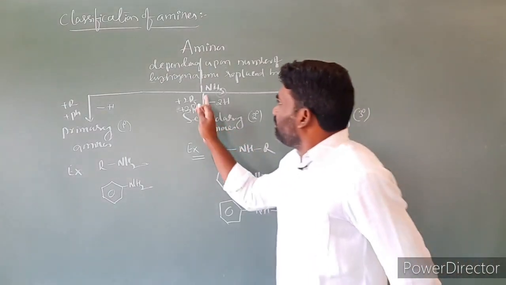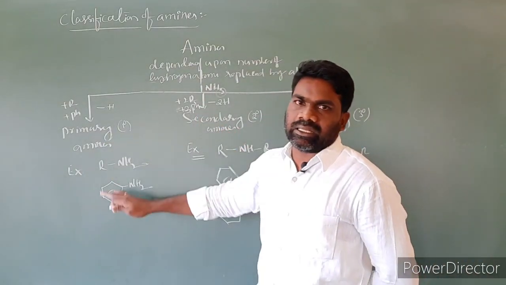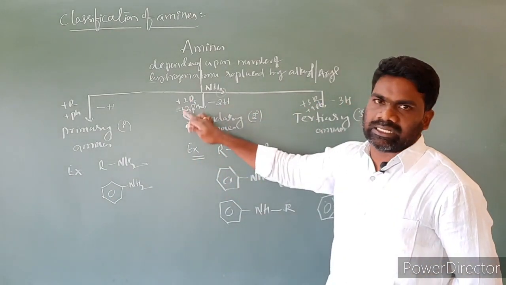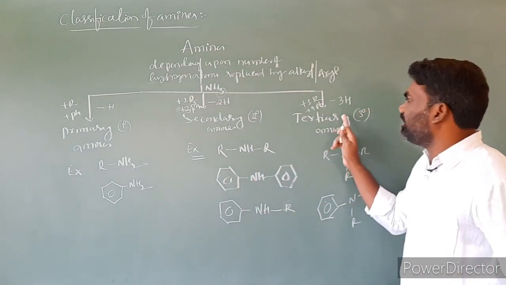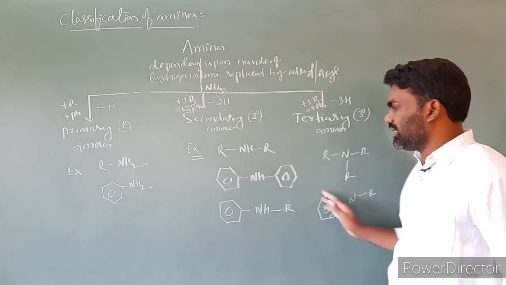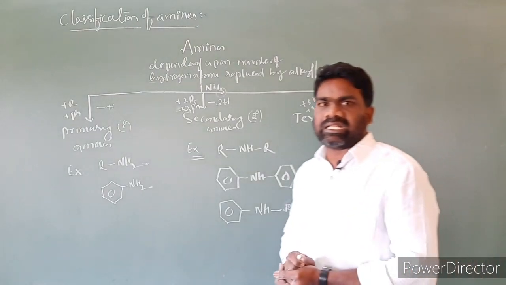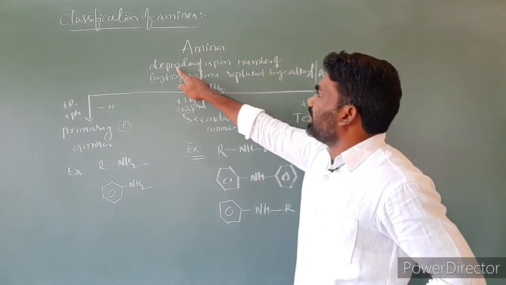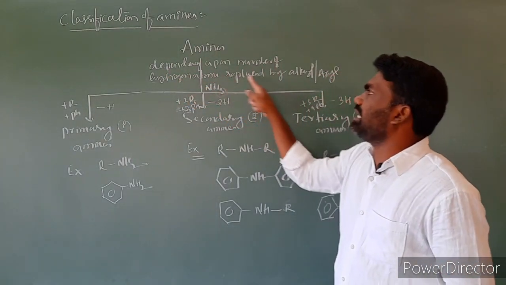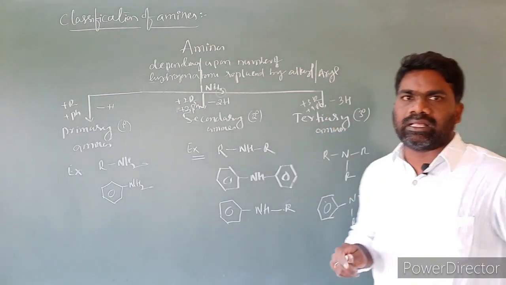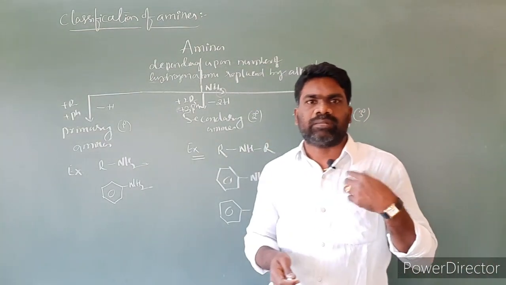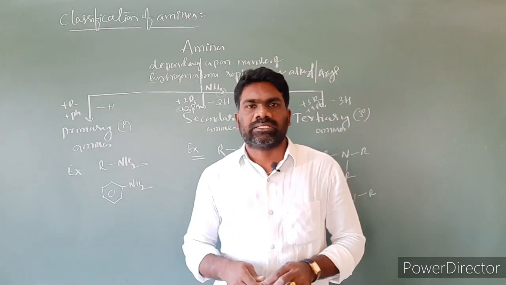Now the conclusion: if one hydrogen atom is replaced by an alkyl or aryl group, we get a primary amine. If two hydrogens are replaced by alkyls or aryls, we get secondary amines. If three hydrogens are replaced by alkyls or aryls, we get tertiary amines. So this is the classification of amines on the basis of the number of hydrogen atoms replaced by alkyl or aryl groups. The amines are of 3 types: primary, secondary, and tertiary amines.